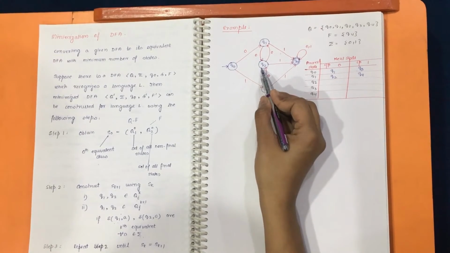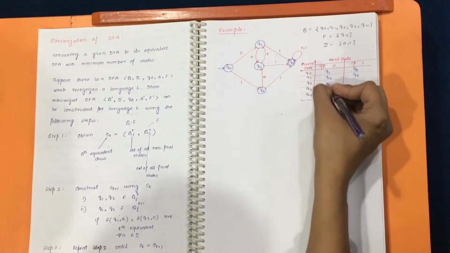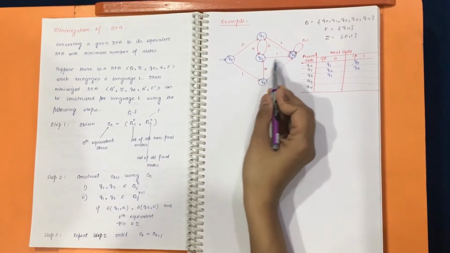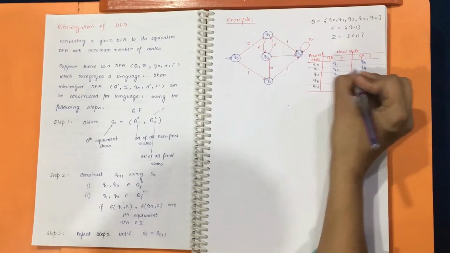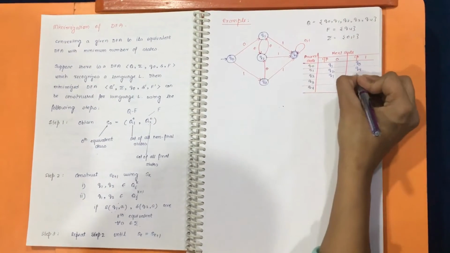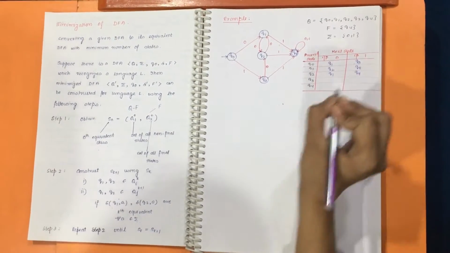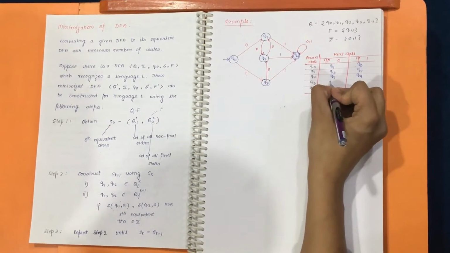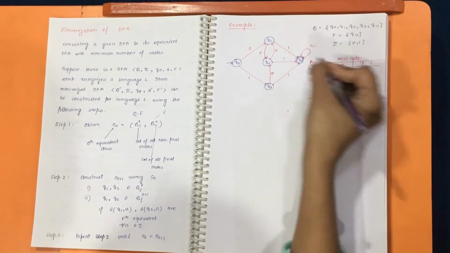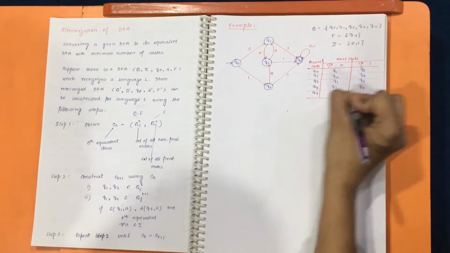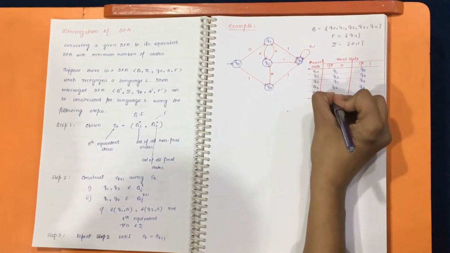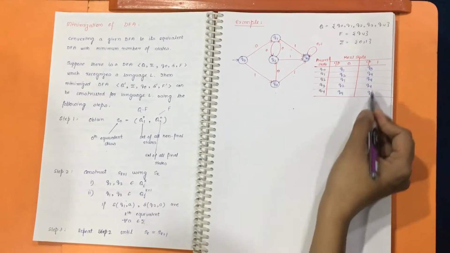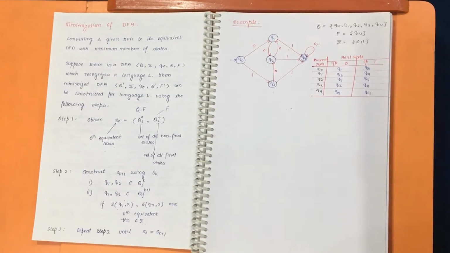At Q2 for input symbol 0, the next state is Q1, so we write Q1. At Q2 for input symbol 1, the next state is Q4, so we write Q4. At Q3 for input symbol 0, the next state is Q2. At Q3 for input symbol 1, the next state is Q4. At the state Q4 for input symbols 0 and 1, the next state is Q4. In that way we can complete this transition table.